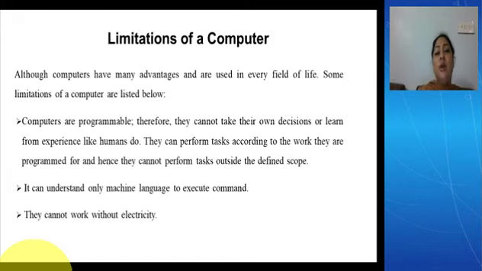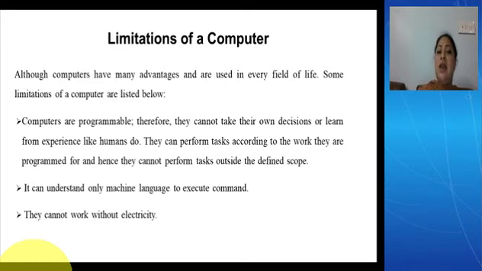In spite of all those advantages and its use in every field, there are certain limitations of a computer that we discuss. The computers are programmable. That means they cannot take any decisions on their own or learn from experiences like humans do. They can perform tasks according to the work they are programmed for. Hence, they cannot perform tasks outside the defined scope.